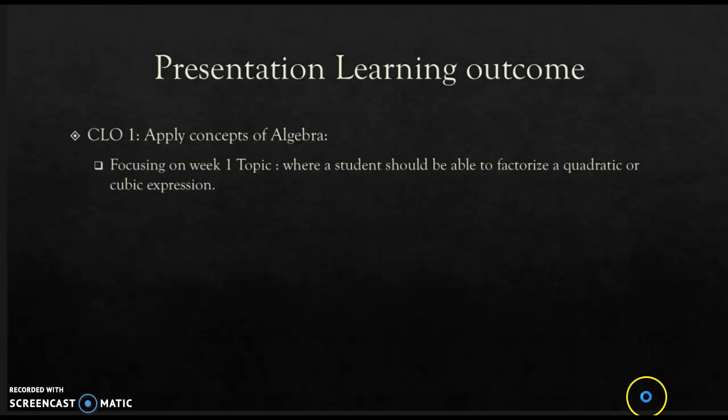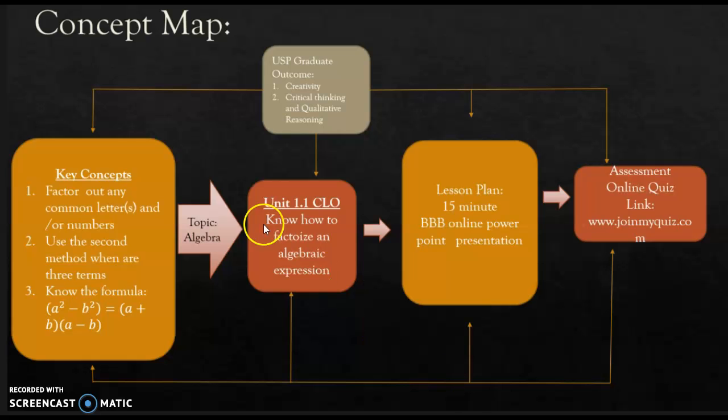My concept map for this presentation is as follows, the topic being algebra. The major key concepts here are to factor out any common letters and or numbers, and use the second method when there are three terms, and know the formula a squared minus b squared is equal to a plus b and a minus b. The USB graduate outcome here is basically creativity and critical thinking and quantitative reasoning.